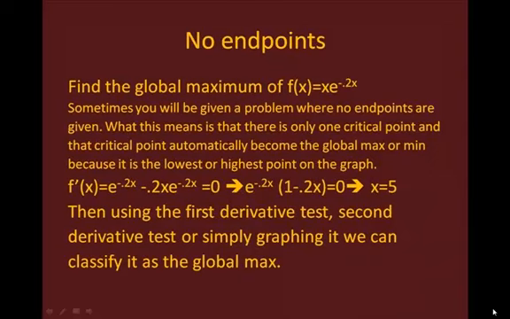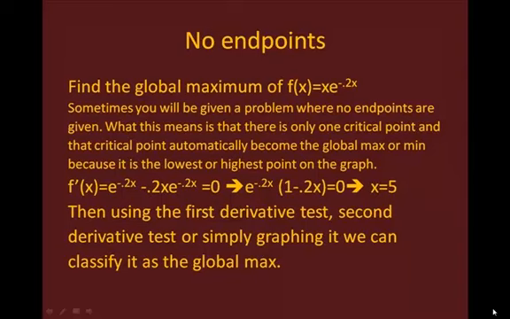Sometimes you'll be asked to find a global maximum or minimum without being given any endpoints. What this means is that there's only one critical point, and that critical point automatically becomes the global max or global min because it's the highest or lowest point on the graph. So let's look at the function f of x equals x e to the negative 0.2x. Here we want to find a global maximum. You'll see that there's no endpoints, so we assume that there's going to be only one critical point.